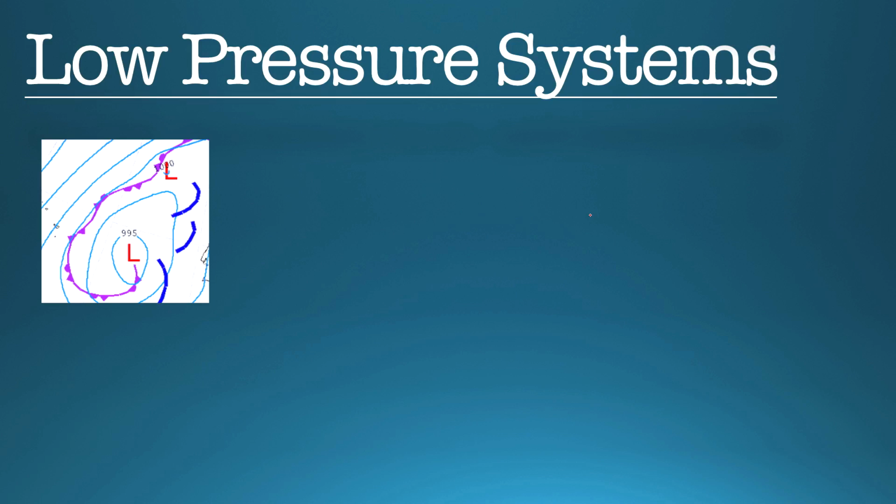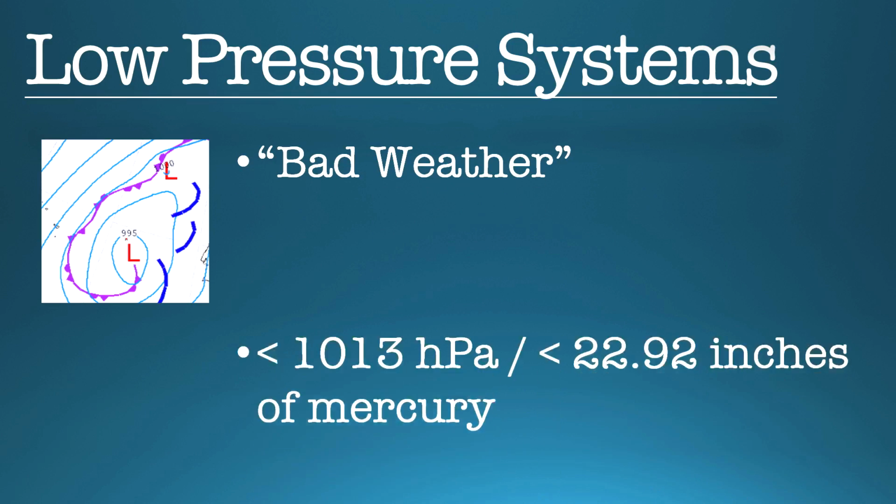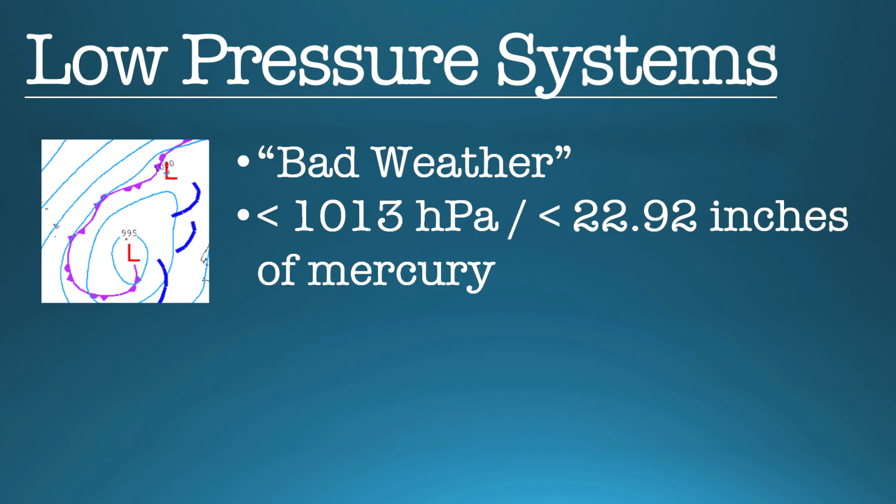So let's start with a low pressure system. You can see one here. A low pressure system is usually associated with bad weather. And why is that? Well, in low pressure systems, the pressure is low, so it's usually less than 1013 hectopascals, or 22.92 inches of mercury, which are atmospheric pressure measurements that we use in aviation.